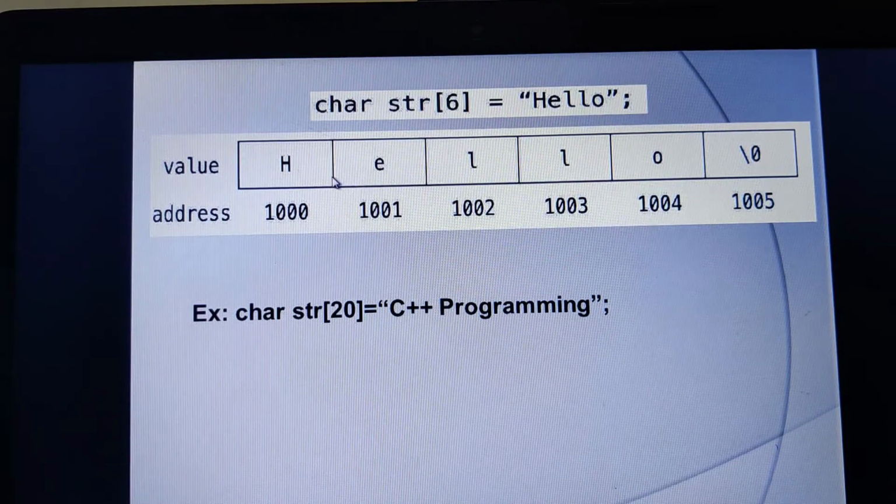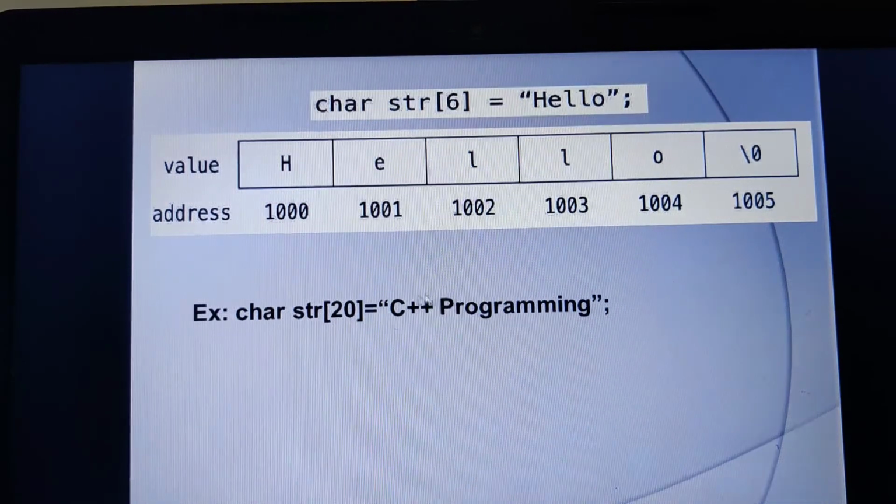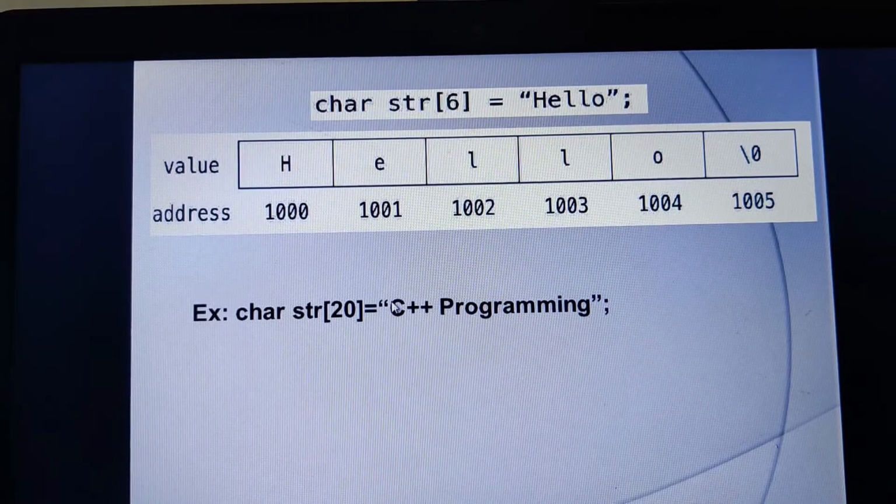And how will the characters be stored in the memory? They will be stored in contiguous memory locations. That means continuous, without any gap. The data, whatever string you have given. Now "hello" is a string. "C++ programming" is a string. Why am I able to say it's a string? Because it is a sequence of characters which are enclosed under double quotes. I hope you are able to understand.